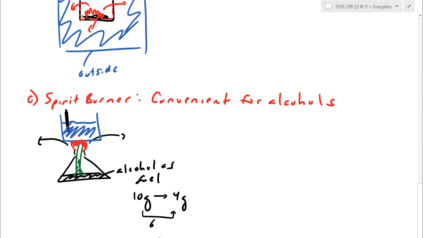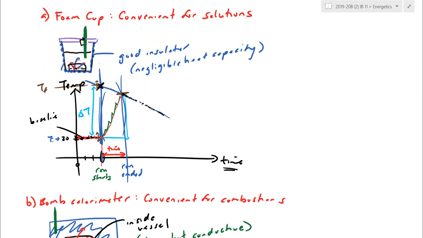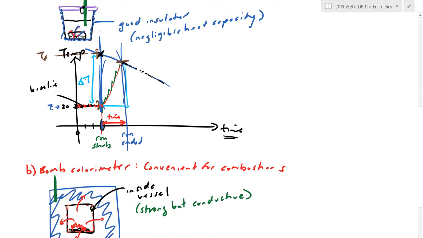I use 6 grams burned in my calculations. So you don't actually need to burn up all your fuel. And it's a little bit easier to work with than the bomb calorimeter. These are the three common setups. You'll notice that all three setups are experimental. All three setups are using a thermometer to try to find this delta T.